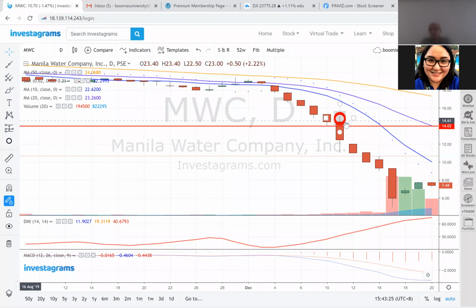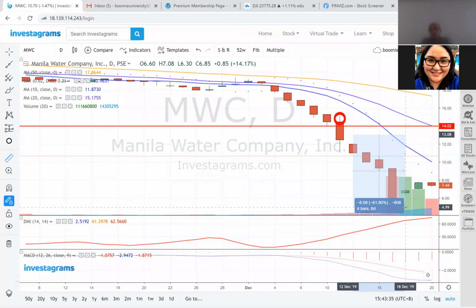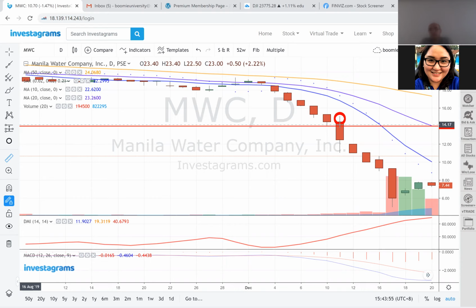Patay ka na. So, if I didn't cut here at the 13, 12.50 area, I would have lost more than 60% more. So that is one of the most important things also that you need to consider: anything can happen, and the stock can go from 20 until 5. Di ba? Anything is possible. Laki ng talo ko. So, black swan kasi nag-suspend.